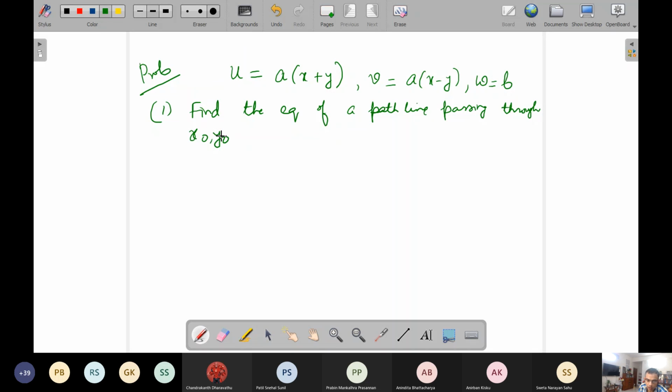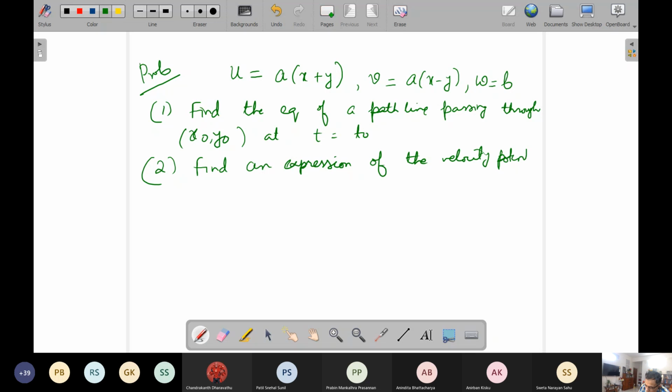this one. The second question, find an expression of the velocity potential if it exists.